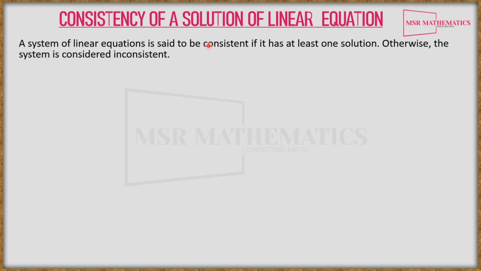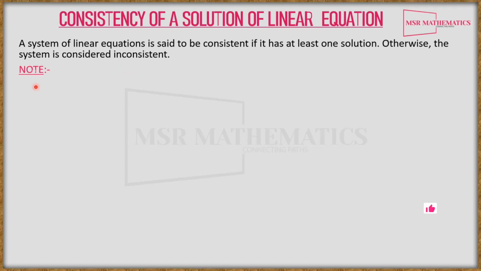Here, the consistency of a system of linear equations depends on whether the system has at least one solution or not. If it has at least one solution, you can consider the given system of linear equations consistent. Otherwise, we consider the system of linear equations inconsistent.